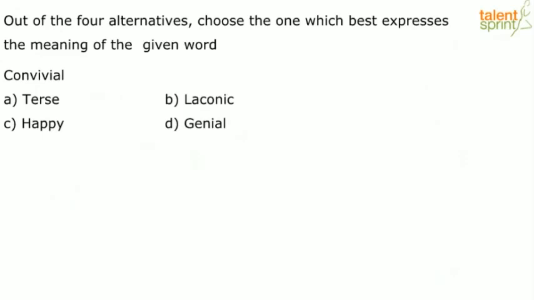Convivial. I can clearly dissect this word into a couple of parts. Convivial. Right? Now, con could be a prefix. However, the root word that we're going to look at is viv.